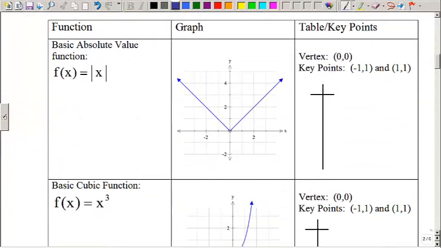The next function we're looking at is the absolute value function, which you can see from the graph looks like it's a V-shaped graph.